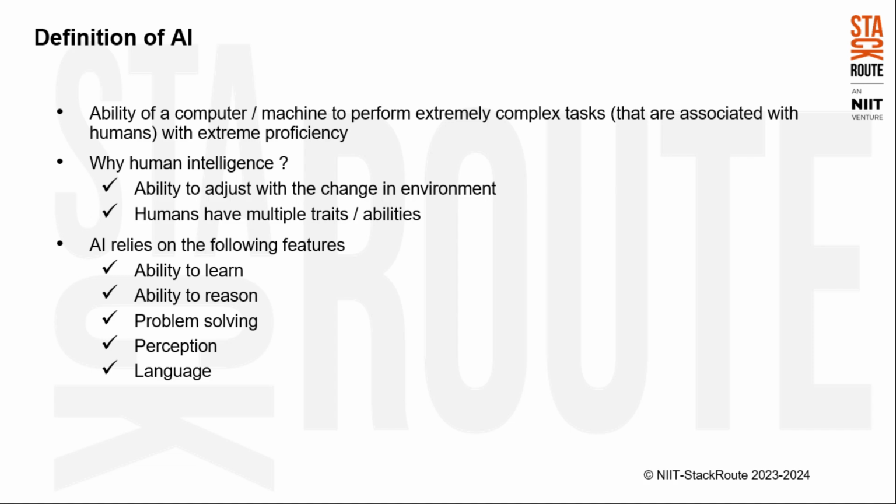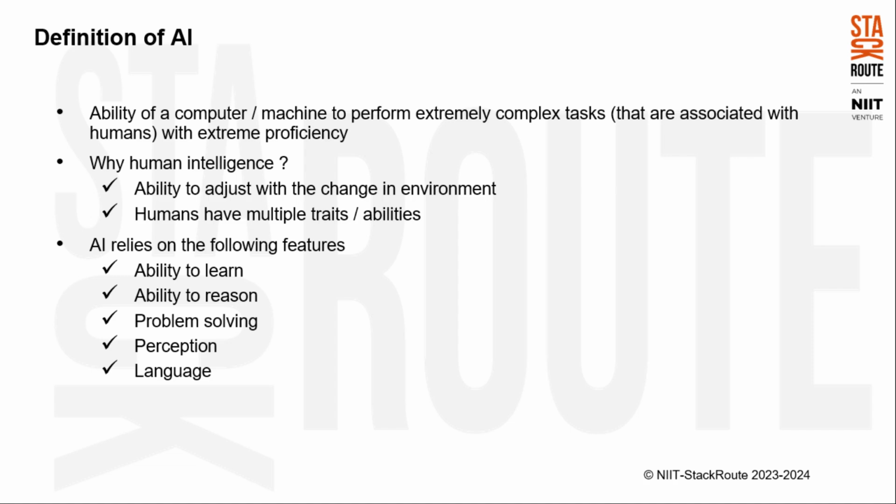Now you must be wondering why it is associated with human intelligence. If you look at the properties or abilities of humans, there are lots of things you can see. Number one is the ability to adjust to environment change. Human beings have the capability of doing multiple things at the same time, so multiple traits and multiple abilities. These are some of the properties by which AI systems have been inspired.